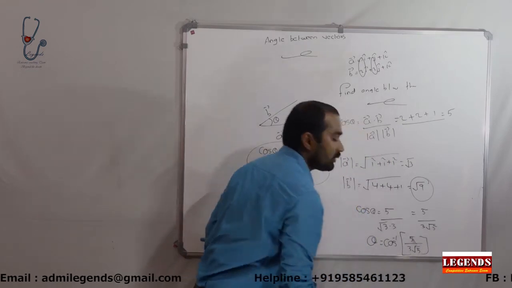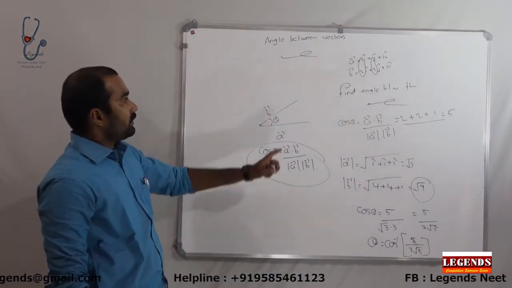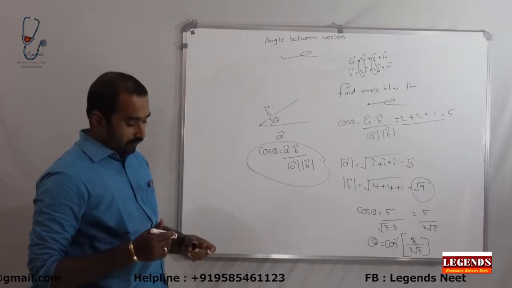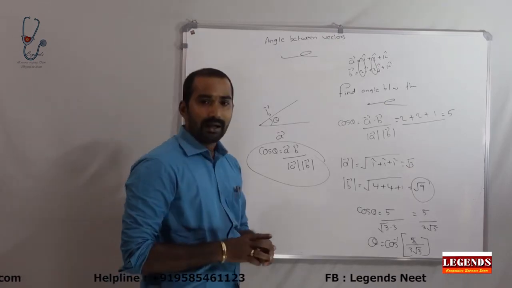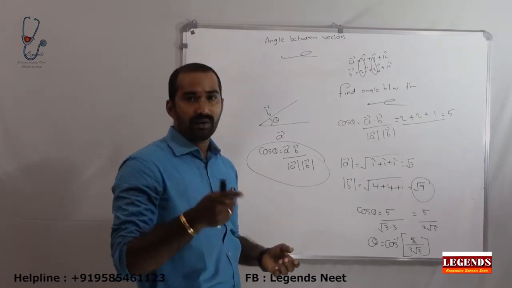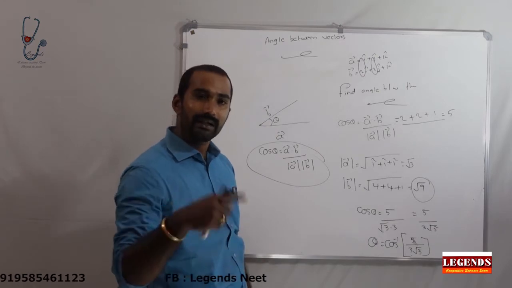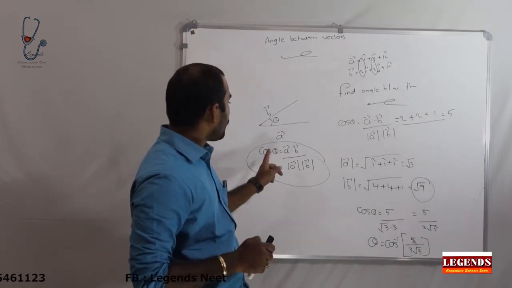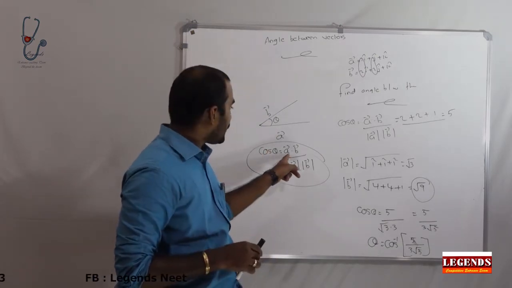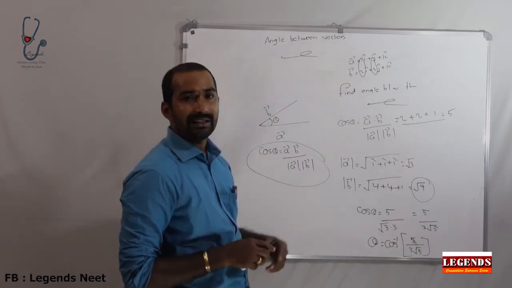Okay. Now that we know the angle, we can discuss how to find the angle between two vectors. The angle between two vectors can be found in two different ways. The first is with cos, and the other is with sine, which uses the cross product. Cos theta is equal to a vector dot b vector divided by magnitude of a into magnitude of b. I have taken an example.